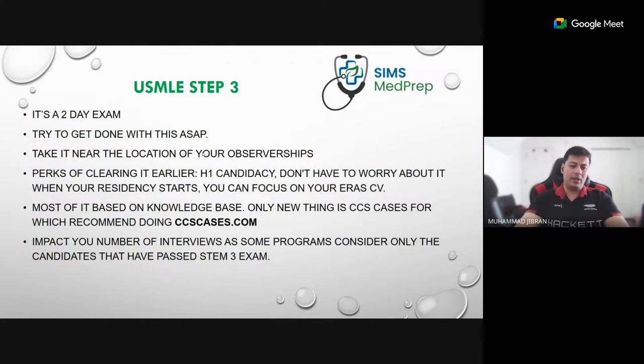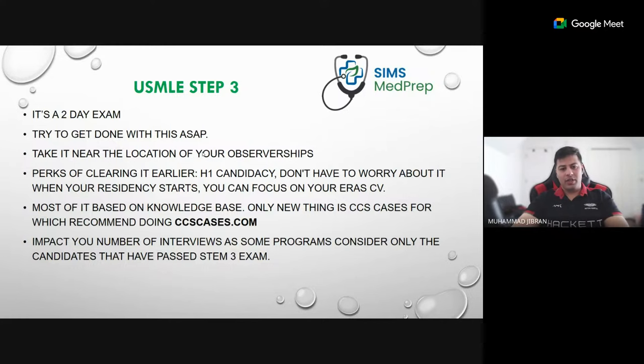The perk of Step 3 is that if you take it earlier, before applying to the match, it will be included in your USMLE transcript. So you can be a candidate for the H1 program, because one of the requirements of the H1 program is to have finished Step 3. And some programs do consider you having taken Step 3 before giving you an interview appointment. The other thing is, if you get matched, you then still need to take Step 3, and you have to take it after 18 months into your residency. It's really hard to manage Step 3 during residency, because in the first year you don't even get that much time. So it is better to take it as early as possible.